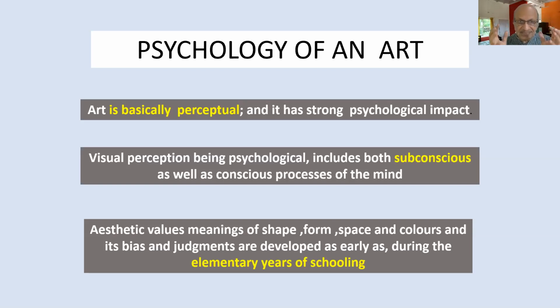So it's basically perceptual. Now, as it is perceptual, it includes the subconscious mind as well as conscious processes in the mind. You understand what I mean by subconscious mind, because most things are perceived by the subconscious mind as well as your conscious mind. Aesthetic values, meanings of shape, form, space, colors, biases and judgment are developed as early as the elementary years of your schooling or infanthood.